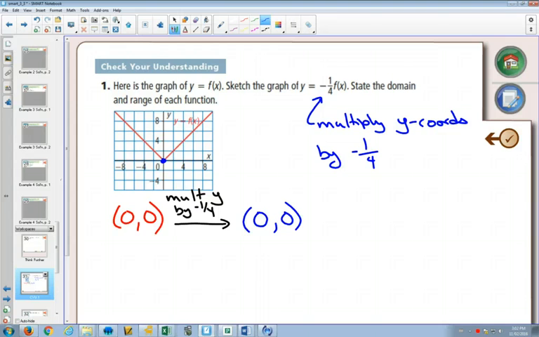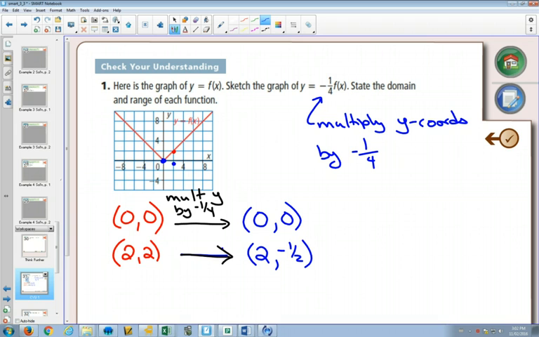What would be another point that would be easy to multiply by a negative 1/4? 1 and 1. You'll get fractions, but we can do that. Let's say we take, if I look at this graph, 2 and 2. Do you want to do 2 and 2? What would happen to 2 and 2? Where would that end up? The x wouldn't change, but if I multiply 2 by negative 1/4, I'd get negative 0.5 or negative 1/2. How would I label that on here? That would be right there. Now I'm having to estimate.